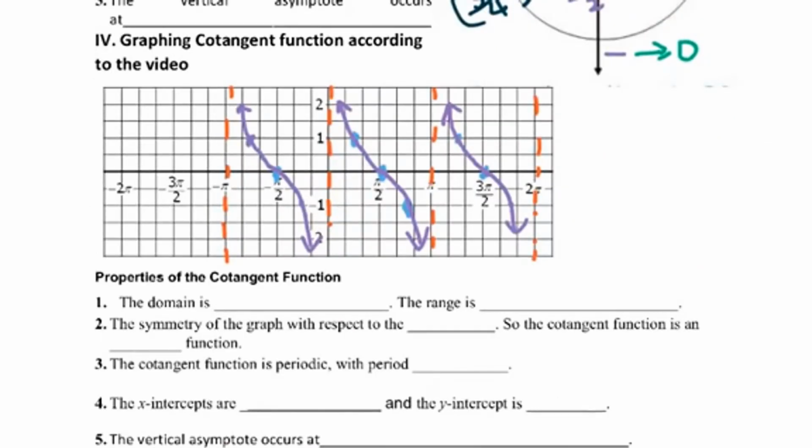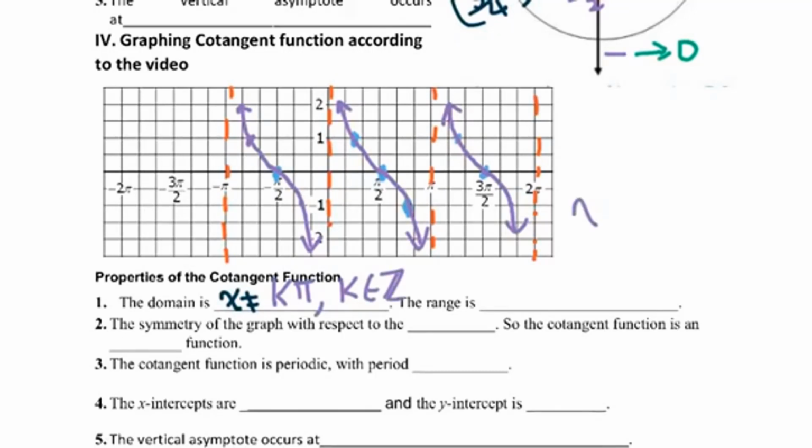Let's look at the properties of a cotangent function. Domain: it will be x not equal to 0, pi, negative pi, 2 pi, negative 2 pi. For these points, there is an asymptote line. So whenever you see an asymptote line, for your domain you always write down x not equal to something. Basically, I can write down k pi, where k is an integer.